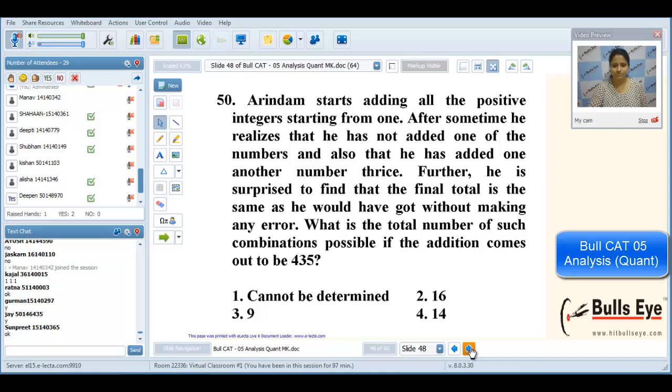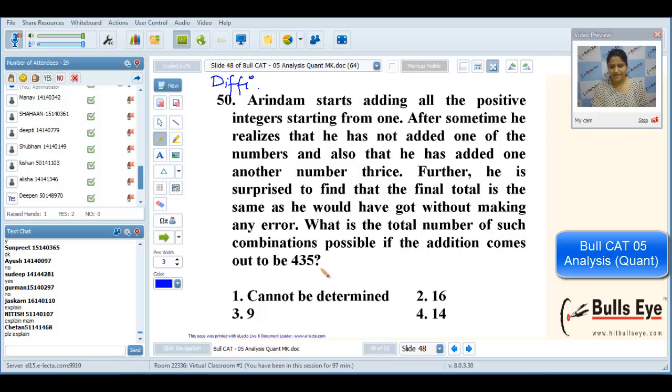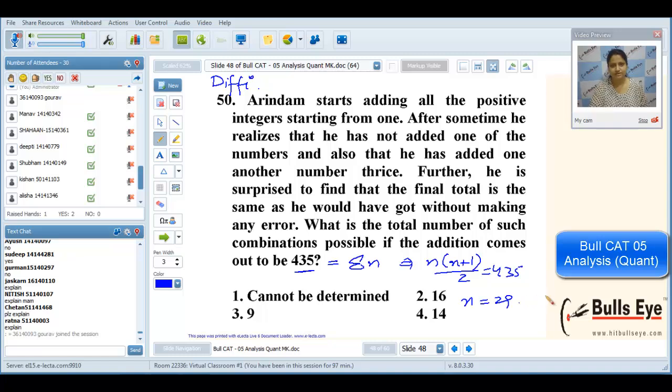It was a good question, a difficult one. Any problem in this question? Okay, I'll take a smaller example. First of all, you tell me, if sigma n is 435, what will be the value of n? I think you can solve it. n into n plus 1 divided by 2 is the value of sigma n. If we solve it and get 435, we will get n as 29. Is it okay with you?